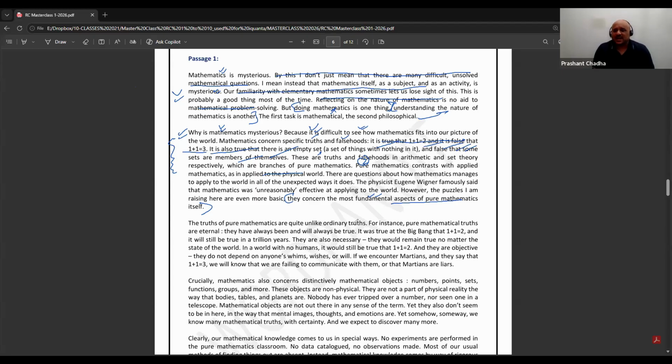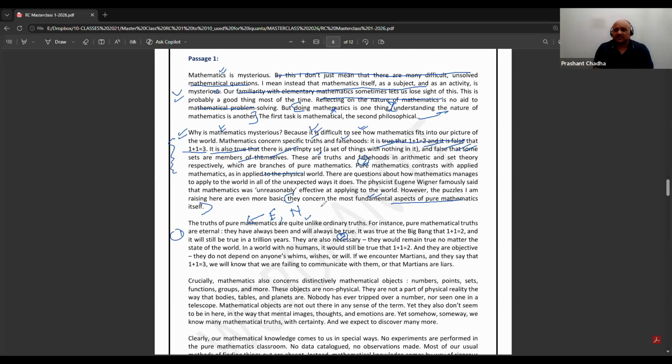The truths of pure mathematics are unlike ordinary truths. Important thing: for instance, pure mathematical truths are eternal, right? They have always been and always will be true. It was true at the Big Bang that 1 + 1 was 2. It will still be true in a trillion years. This is just an example. They are also necessary, the second thing that I learned. So from this paragraph, we learn pure mathematical laws are eternal. They are necessary. I'm writing it down as N. They would remain the same no matter what the state of the world. In a world with no humans, it would still be 1 + 1 = 2.